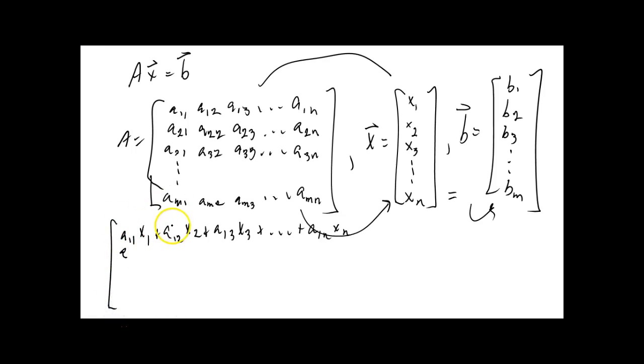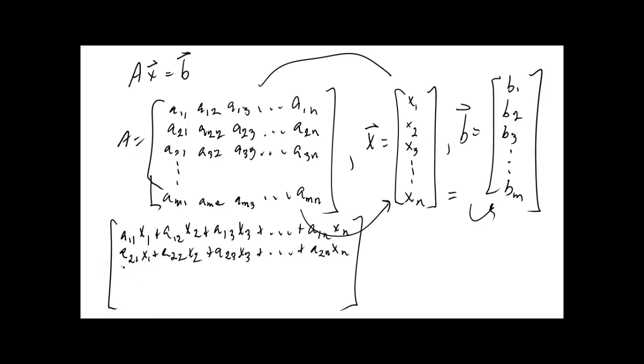Second row, first column, only column, A21 x1 plus A22 x2 plus A23 x3 plus dot dot dot plus A2n x sub n. Now, you tell me the next row.